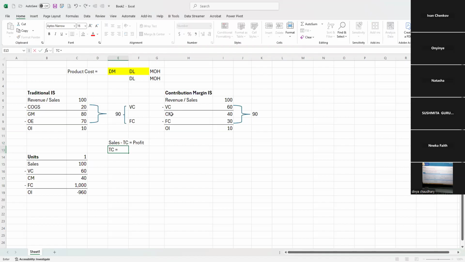Now you can jump and tell me what's the total cost. Which are the two elements of the total cost in this case? That's the variable and the fixed cost. Variable cost plus fixed cost, right? Yes. Okay, excellent.